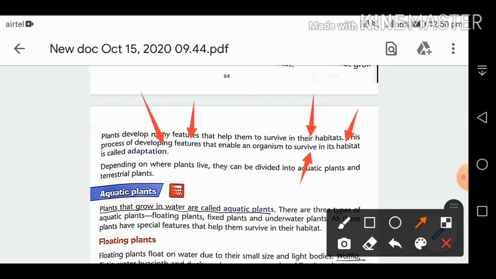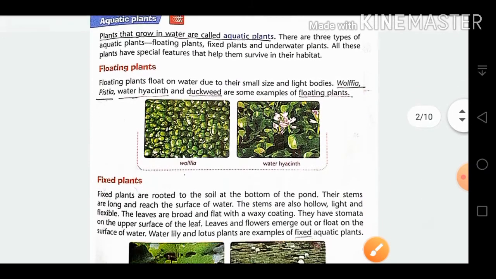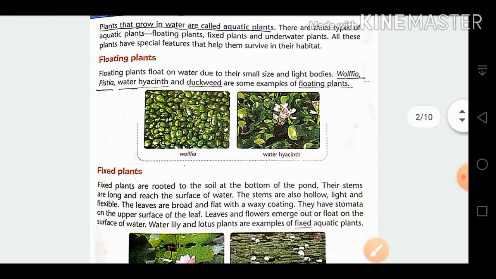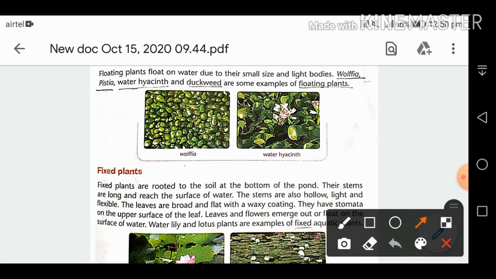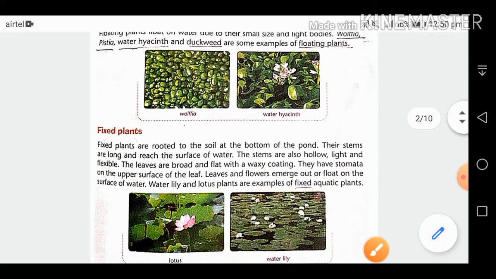So now, depending on where the plant lives or grows, we divide them into three parts. The first one is aquatic plants. What are aquatic plants? The plants which grow in the water are called aquatic plants. Aquatic plants are again divided into three parts: floating plants, fixed plants, and underwater plants.